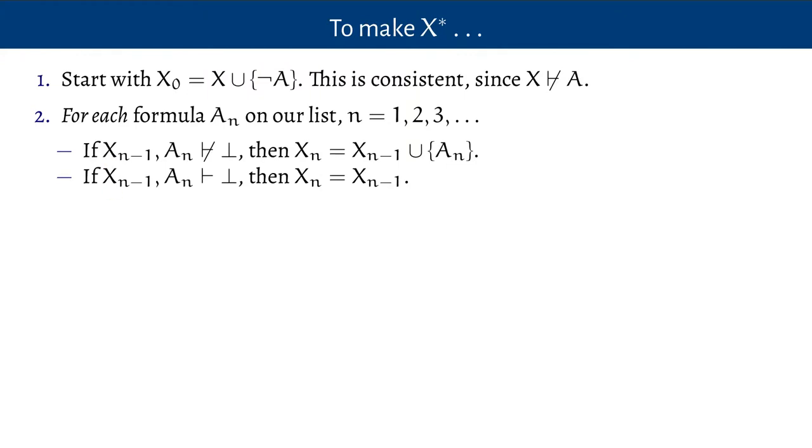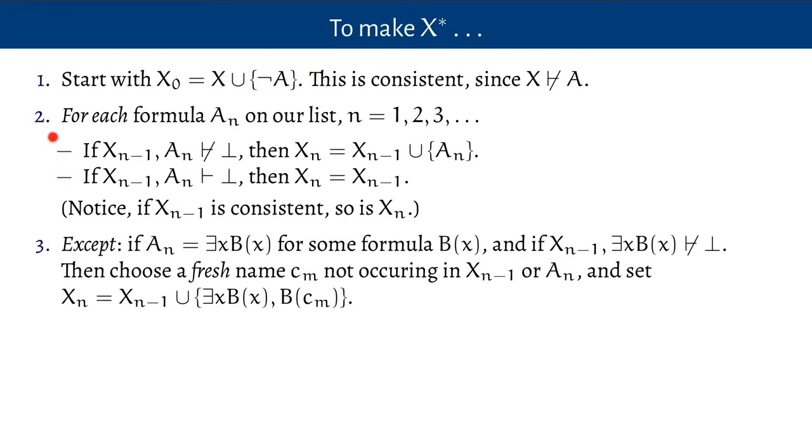And at each stage, each formula gets considered. And so X5 is the result of considering the formulas A1, A2, A3, A4, and A5 and throwing them in if I can and leaving them out if I can't. When can't I throw them in? It's if throwing them in makes the set inconsistent. And so this has the property that if a set at one stage is consistent, so is the next, because we never add a formula to get an inconsistent set. We only add a formula if the result is still consistent. And because the start was consistent, we're going to be consistent the whole way along.